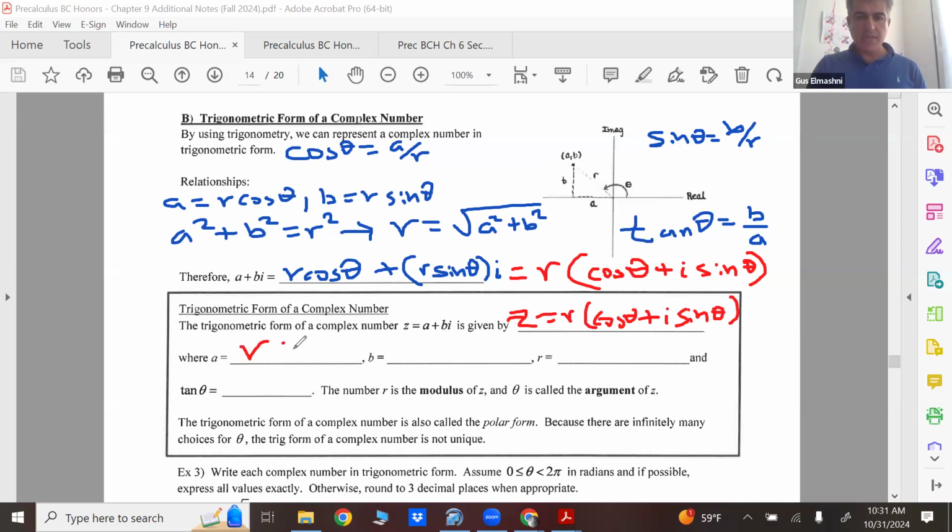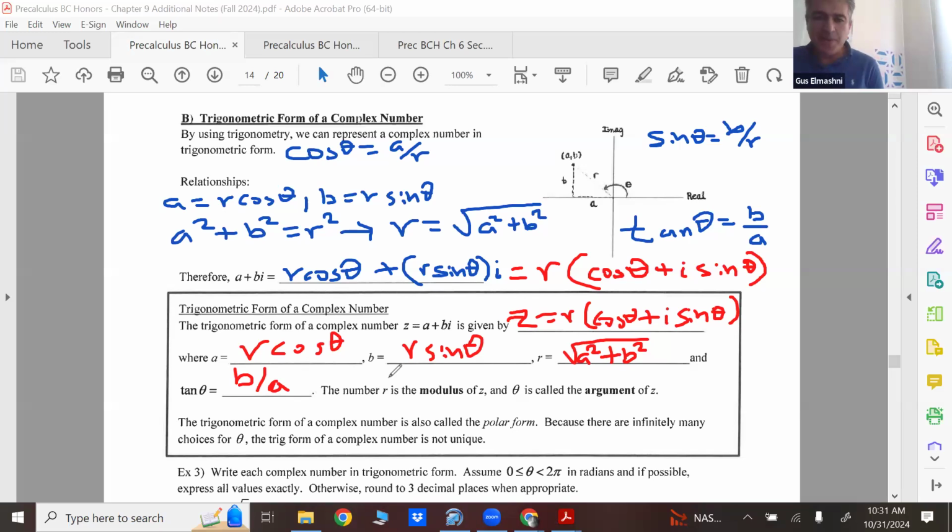Where again, a is this. I'm just repeating myself, obviously. b is this. r is this. And tan theta is this. Kind of some funny terms. I don't really use these terms, but just so you're not confused if a math professor brings this up down the road, r is the modulus of z. Theta is the argument of z, whatever.